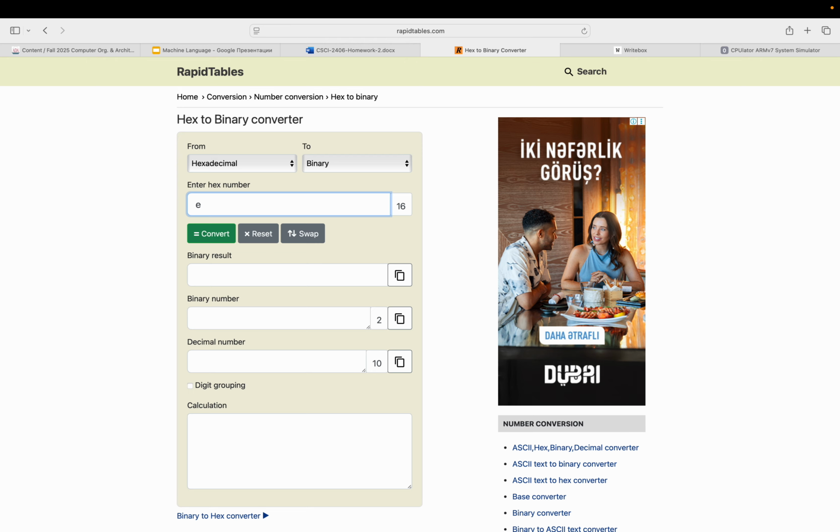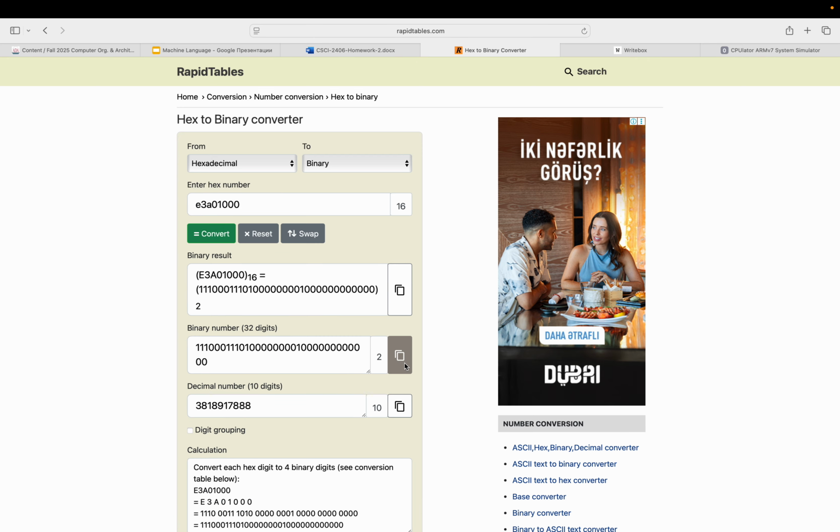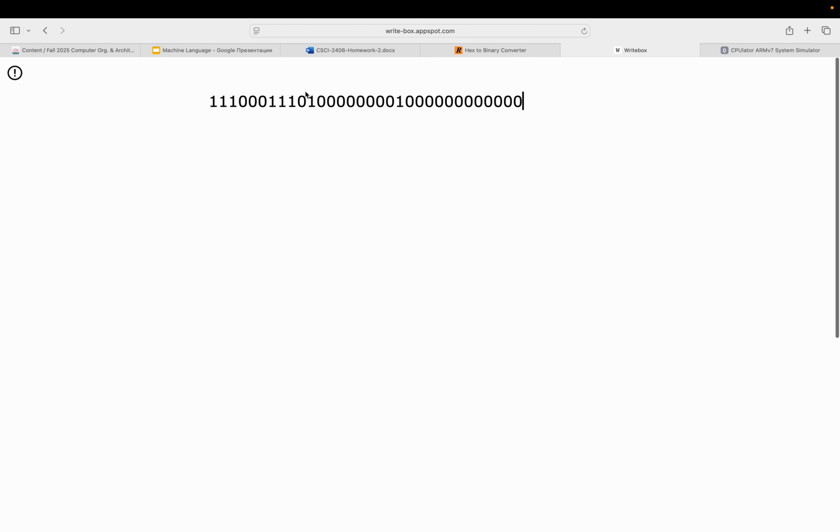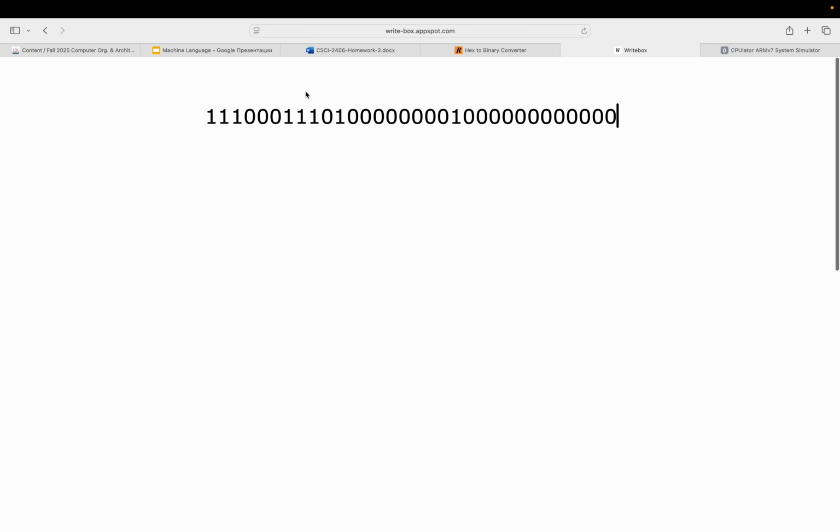So the first hexadecimal number is E3A01. Let me check it because I'm scared that I'm gonna write it wrongly and everything's gonna be wrong. Okay, so this is what we got so far. I'm copying it and pasting it here. Yes, so what do we do?